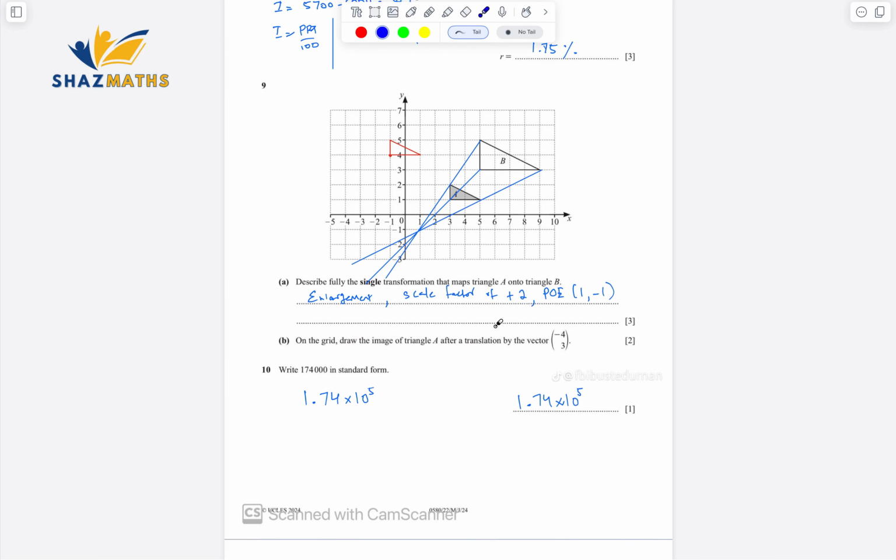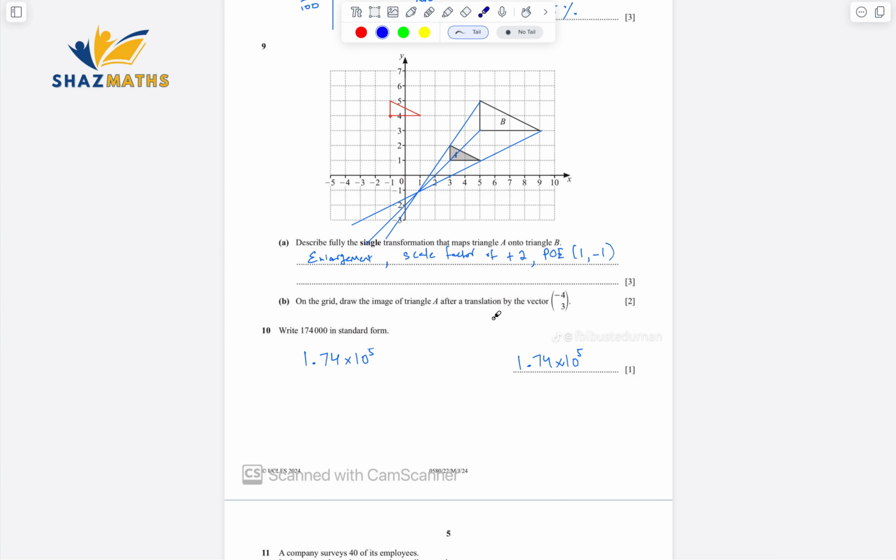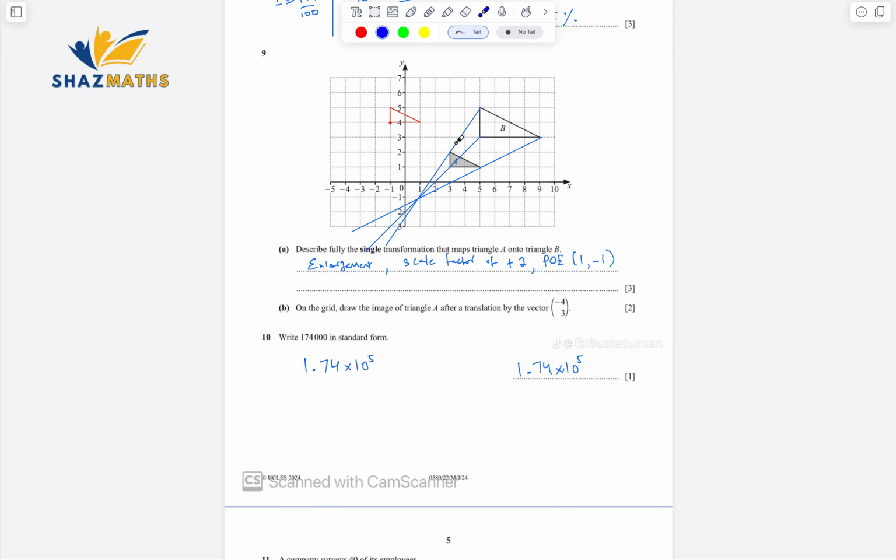On the grid, draw the image of triangle A after translation by the vector -4, -3. A is this one, so -4, 3 is here, -4 here, and then +3. Okay, so 1, 2, 3. This point would be here. Let's draw it with red. So 3, that means -1, and then 4. So it was 2 units. Here you go. And that's it. Do we have to label it? Draw the image of triangle A. That's it. Okay. So that's the image.